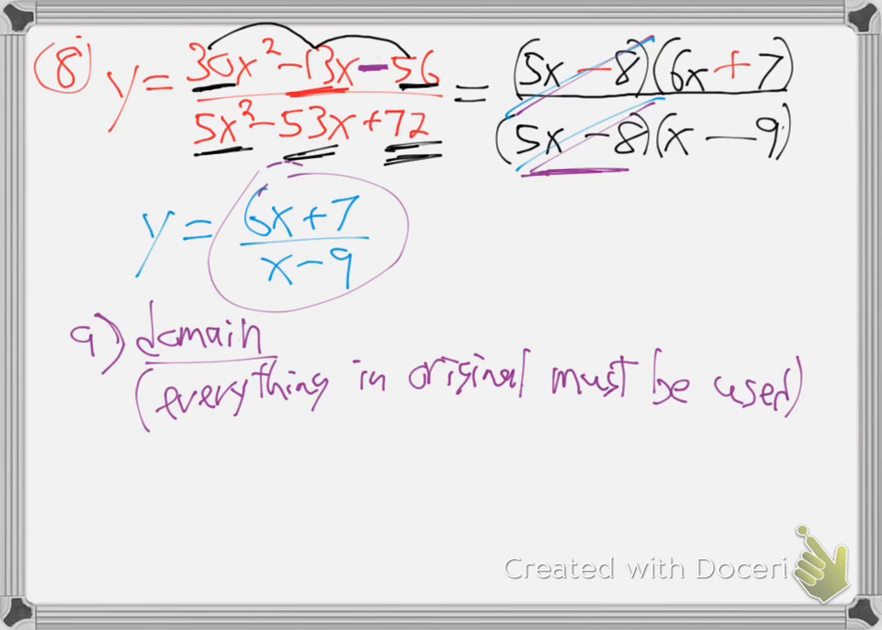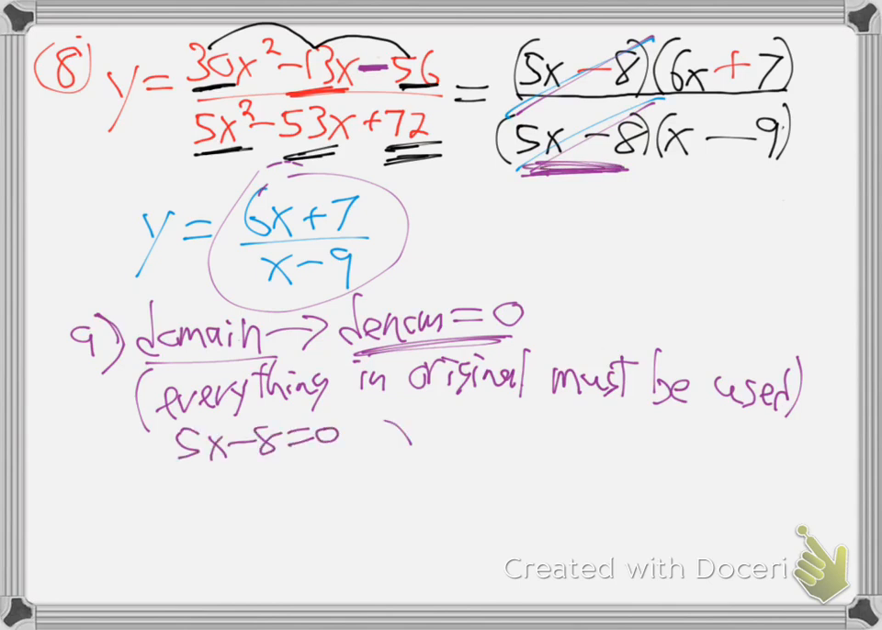Anything that would make that 0 will choke the function. You can't allow it. So, for domain, you've got to do denominator 0, don't you? So that means you do have to include the 5x minus 8 and the x minus 9. Both of them can't be 0. So 9 and 8/5. Yeah, so that is an issue.